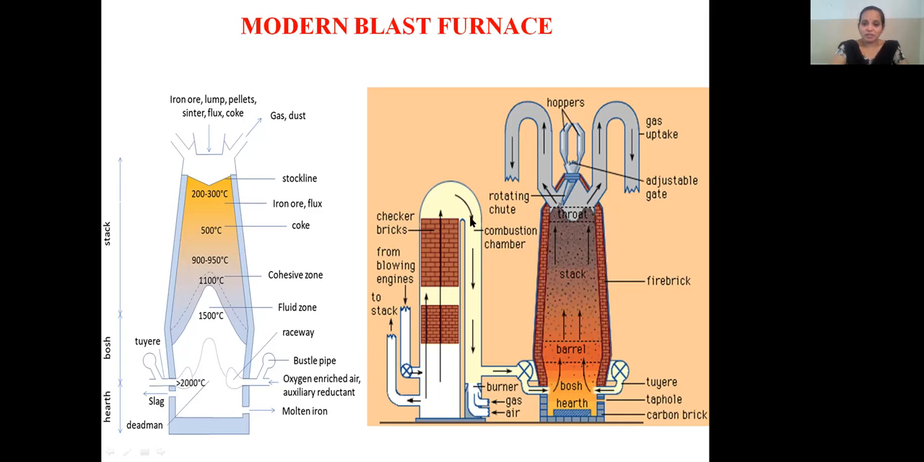Here in this picture, you can see the stoves and how the stoves are assembled. Here you will find the checker brickwork and the output of the pre-treated blast of air. Then you can see the direction in which the air enters the blast furnace. These are the uptakes, and the hopper, from which we charge the blast furnace. Here you will find the revolving chute. Through the revolving chute, iron ore, limestone and coke are charged into the blast furnace.